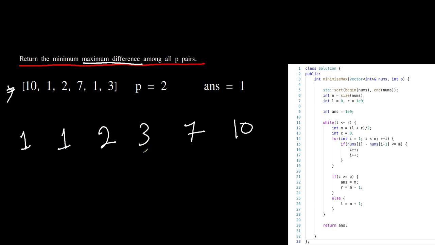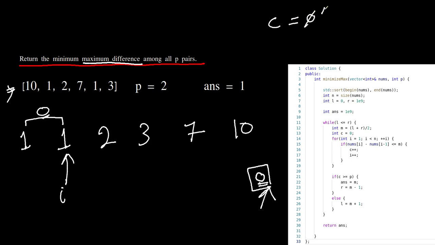Let's find the number of pairs that can give us a maximum difference equal to 0. So the difference should be less than or equal to 0. Let's start with I here. I with I minus 1, the difference is 0, and this is less than or equal to 0, so the counter, initially 0, we increase by 1. Then we move I here.